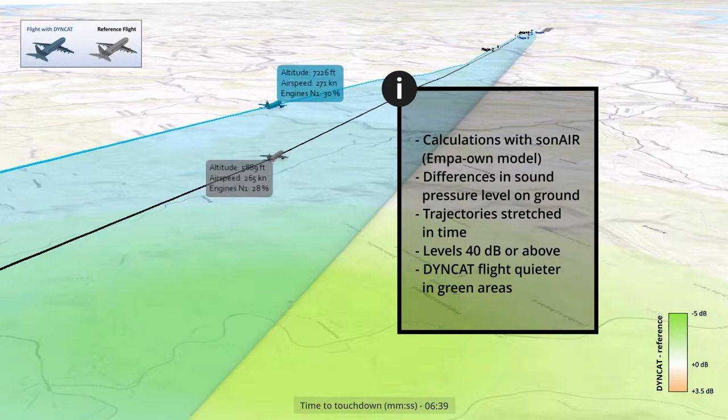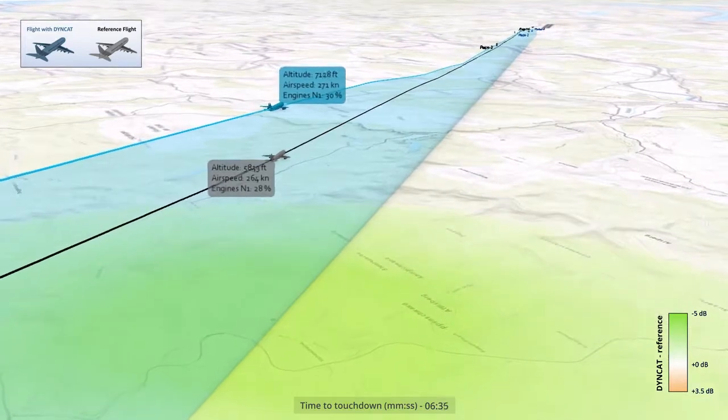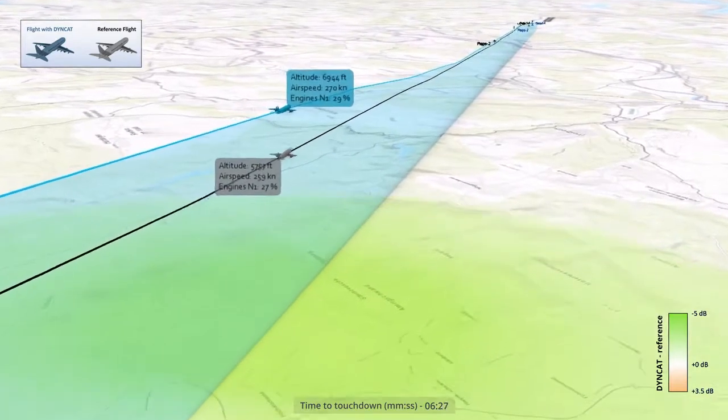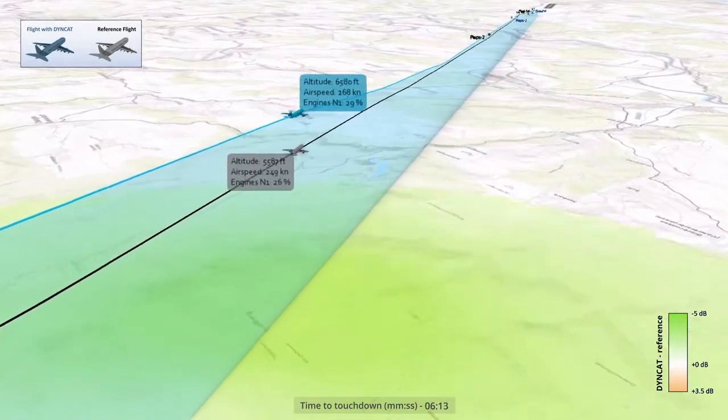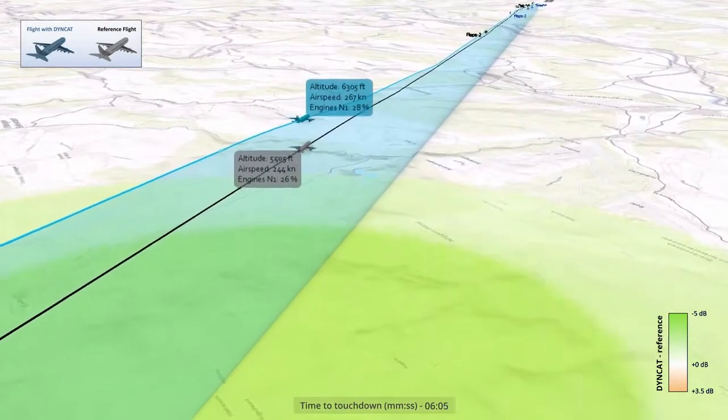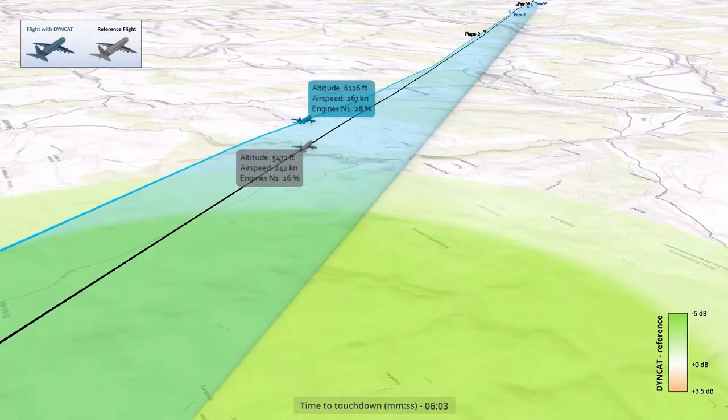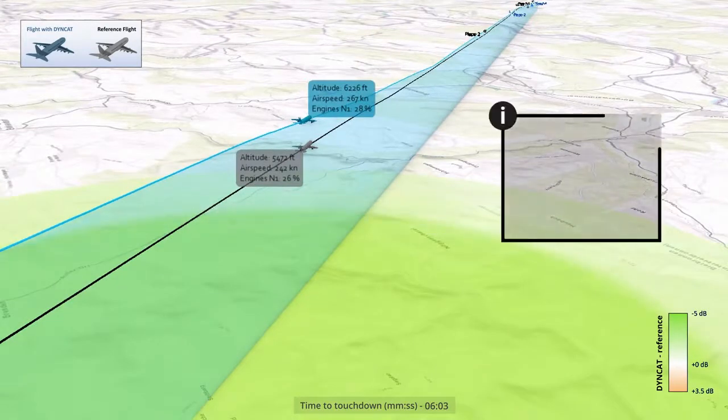At this stage of the approach, we see that the reference flight has already reduced altitude and flies at a roughly 1,200 feet lower height, which indicates two different approach strategies. As the DYNCAT flight is significantly higher at this time, the noise impact on the ground is also lower. Here you can clearly see that a dark green wave front is spreading. This means that a configuration change was made on one of the two flights, which causes the level difference to become even greater, in favor of the DYNCAT flight.